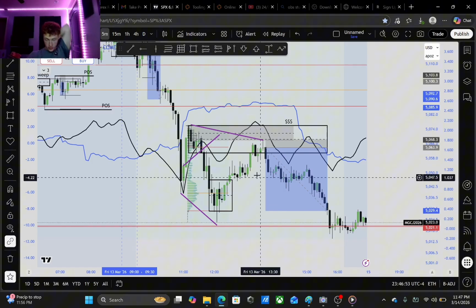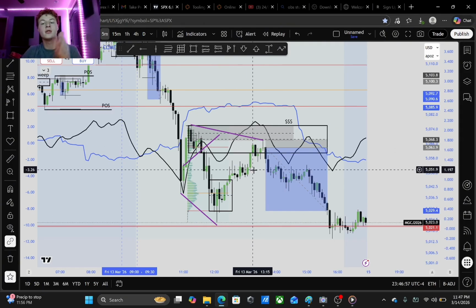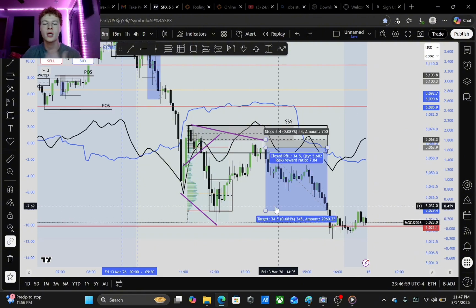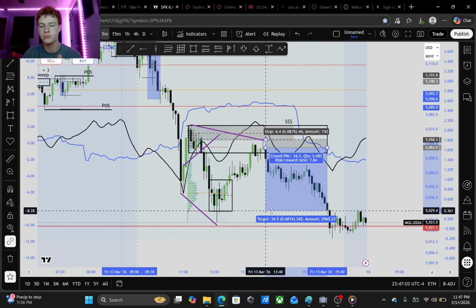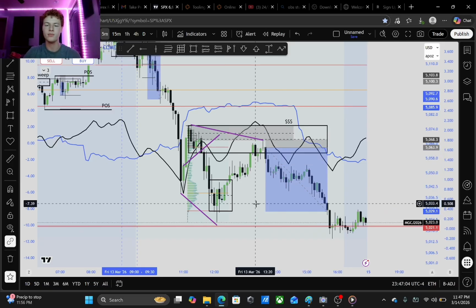If I would have entered there, this is also a double distribution. If I would have entered there, oh my gosh, look, I could have targeted all the way down here, but we didn't. We got stopped out twice. I was only trading one lot, so it wouldn't even have mattered. I lost like $60 on it. Not that big of a deal.